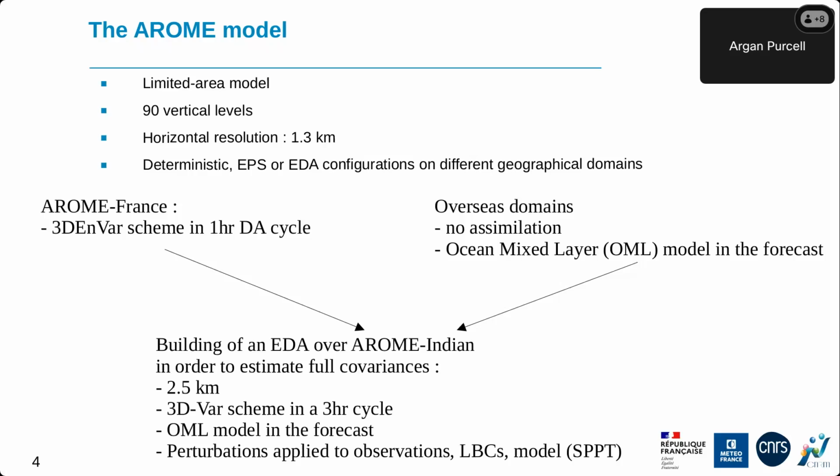The ensemble of data assimilation we built in order to estimate all those covariances was over the Indian Ocean domain with a 2.5 kilometer horizontal resolution. It ran a 3D-VAR scheme in a 3 hour cycle with perturbations applied to the observations, the lateral boundary conditions, and to the model forecast through the use of SPPT. And of course, it was coupled with the ocean model in the forecast.